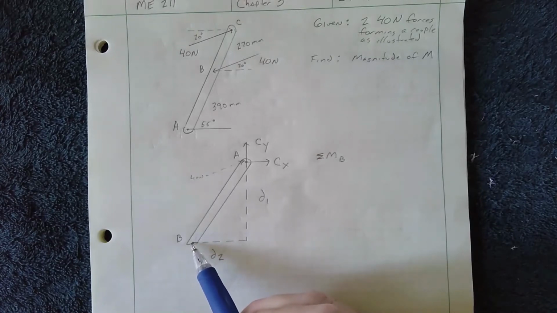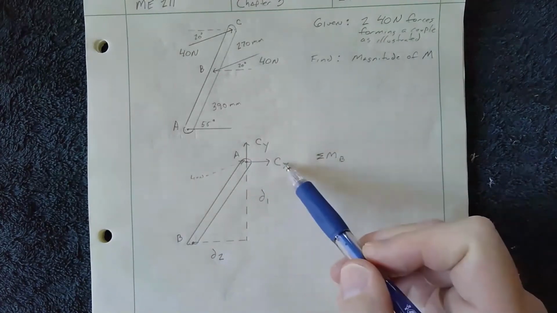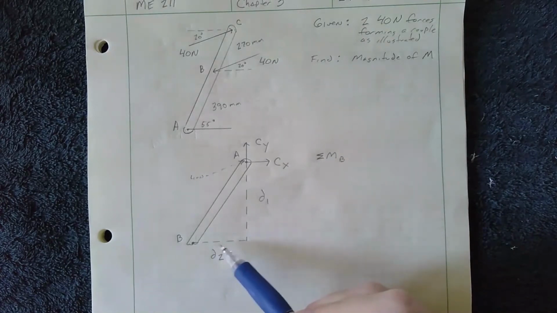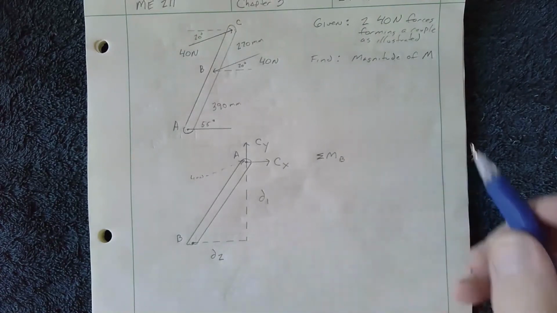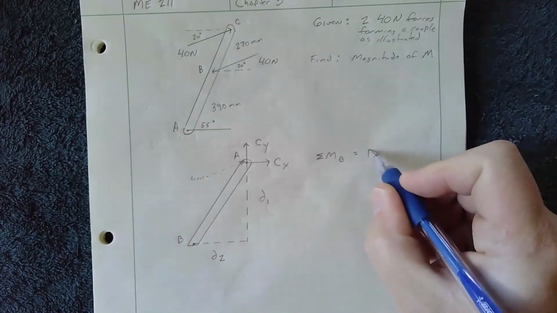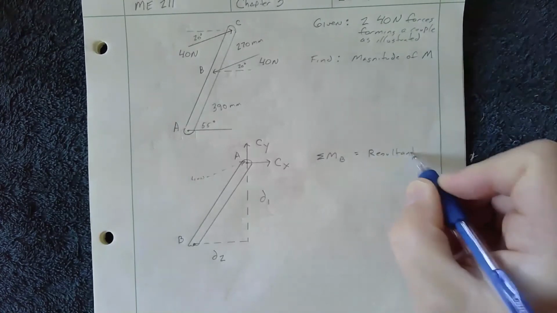So in order to do this, I just have to look at how Cy and Cx have an influence based on the respective perpendicular distances. Again, this isn't equilibrium, so we're going to say the sum of the moments about B. That's going to give us our resultant, and that's what we're looking for in Chapter 3. So how are we going to do this?